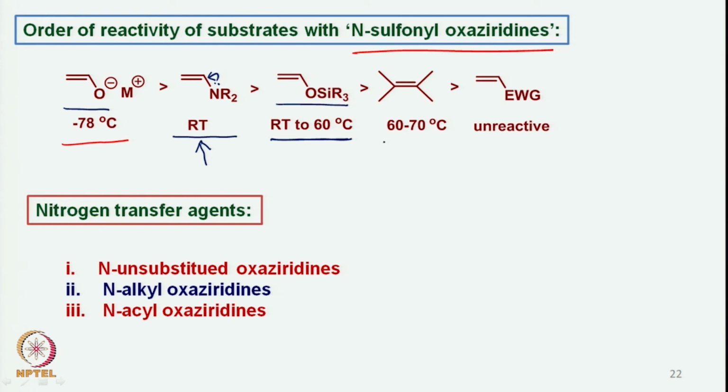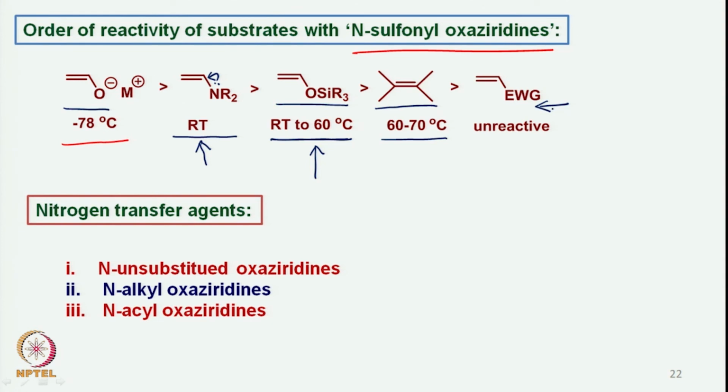If we have a normal olefin like this, then it takes around 60 to 70 degrees. That means this can react even at room temperature depending on the reactivity of the enol silyl ether, but can be done up to 60 degrees. But then if you have less nucleophilic olefins such as a simple olefin, then you need 60 to 70 degrees, and if we have an electron withdrawing group on the double bond, then the molecule is somewhat unreactive.